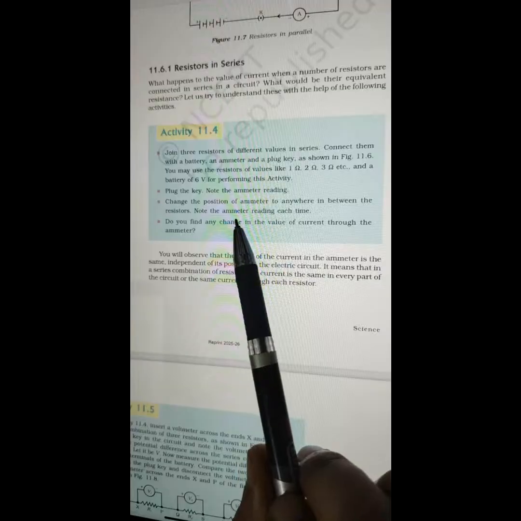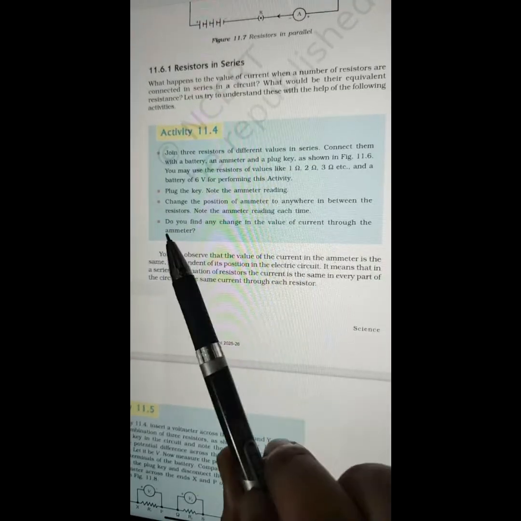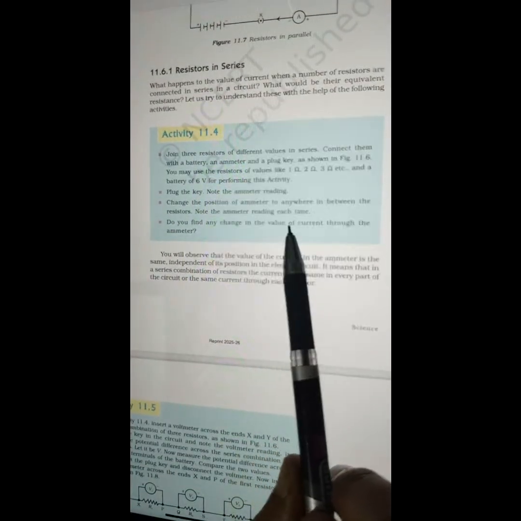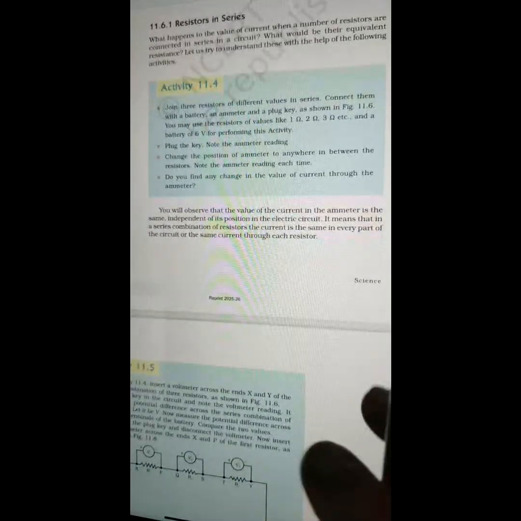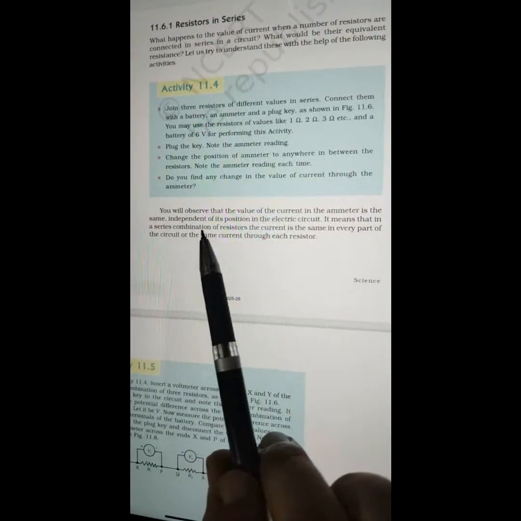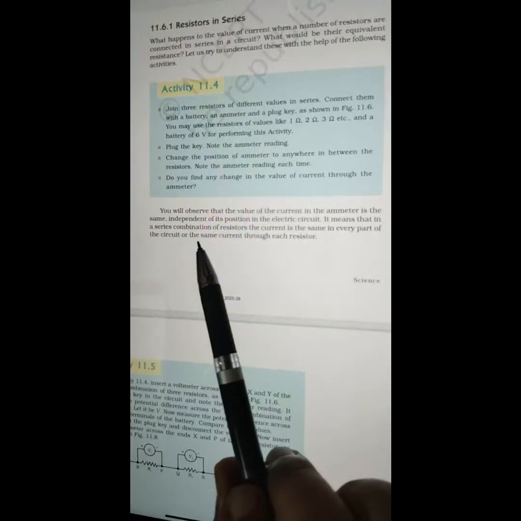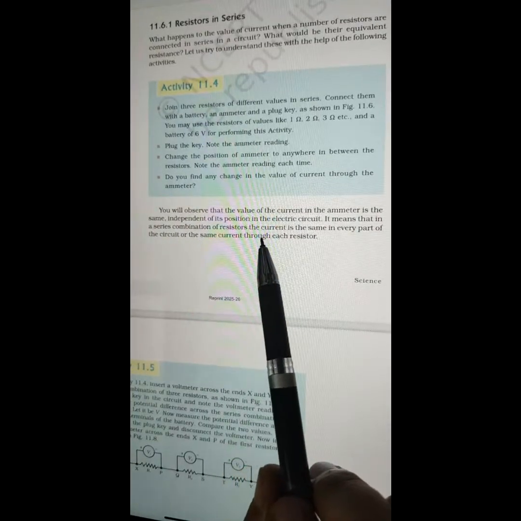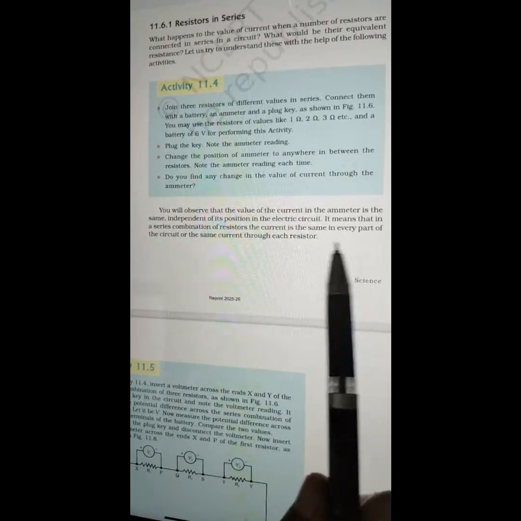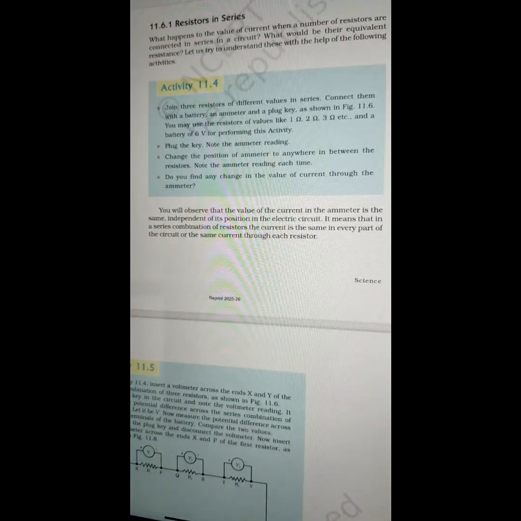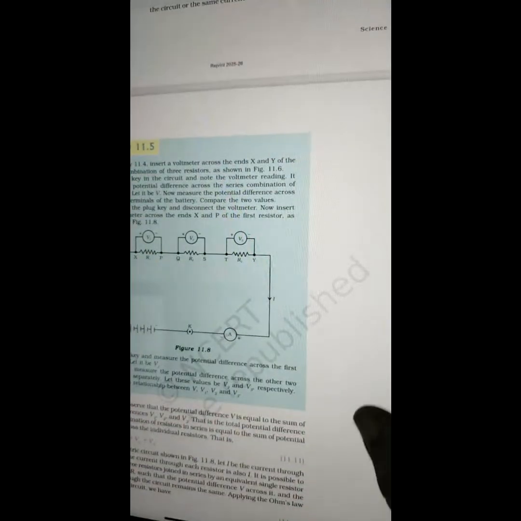Plug the key, note the ammeter reading. Change the position of the ammeter to anywhere in between the resistors. Note the ammeter reading each time. Do you find any change in the value of current through the ammeter? You will observe that the value of the current in the ammeter is the same independent of its position in the electric circuit. It means that in a series combination of resistors, the current is the same in every part of the circuit, or the same current flows through each resistor.